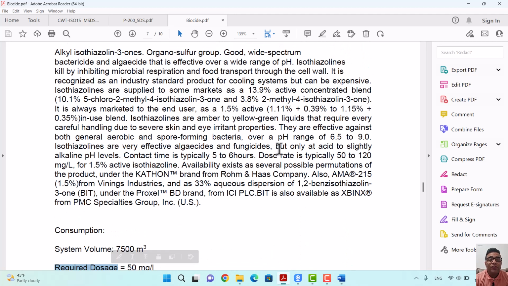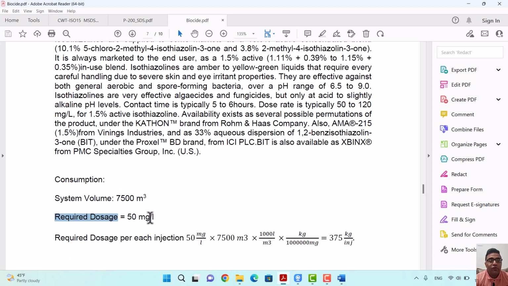We know that the required dosage of isothiazoline in the system is 50 ppm. Why? Because here it says dose rate is typically 50 to 120 ppm for 1.5% active isothiazoline. If I want the isothiazoline to be active against bacteria, it should be at least 50 ppm. So I consider it to be 50 ppm, and the required dosage per each injection is calculated in this way.